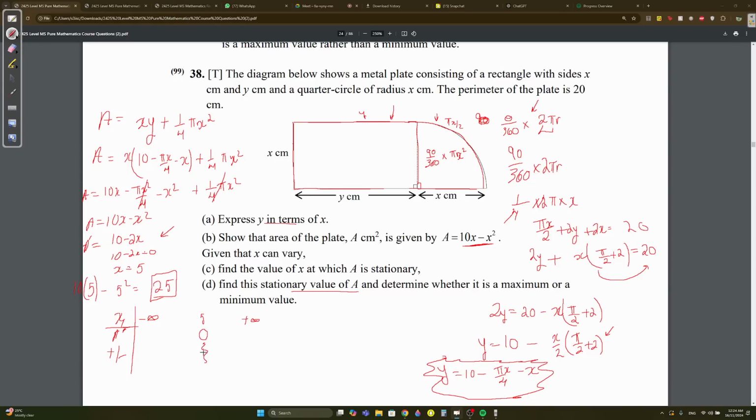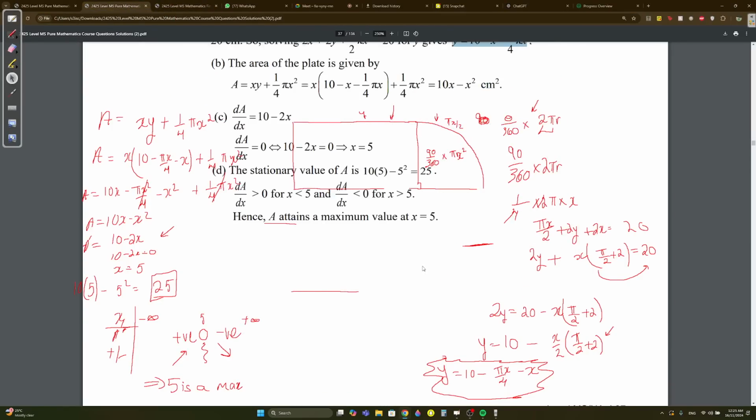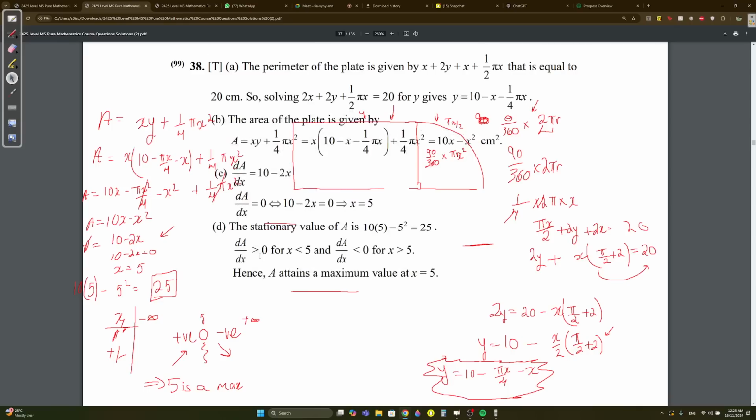Let's see. Before 5, test a point. Let's take 4, for example. If you test 4, substitute it into A prime, you're going to get a positive value. That means it's increasing. And then after 5 test maybe 6, you're going to get a negative value. That means it's decreasing. Hence, 5 is a max. Okay, same thing we did.